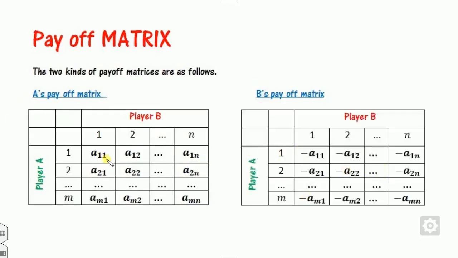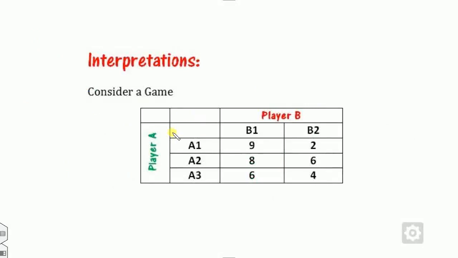So A11 is the gain obtained by player A when he opted for strategy 1 and player B opted for strategy 1, while the negative means this is a loss for player B. So what is the meaning of this payoff matrix? Look at this example. We have considered two players, A and B. Player A has three strategies, A1, A2, A3, while player B has strategies B1 and B2.